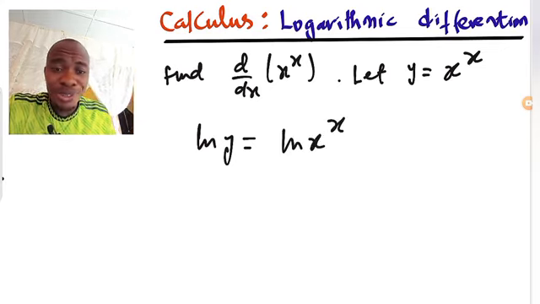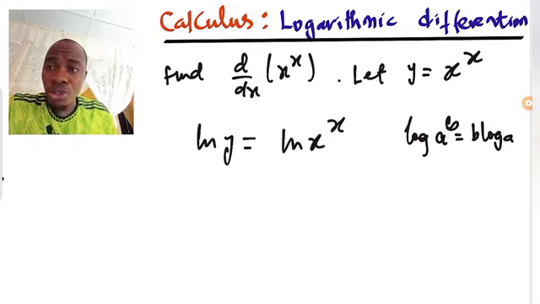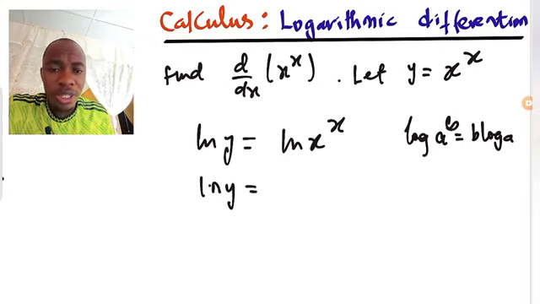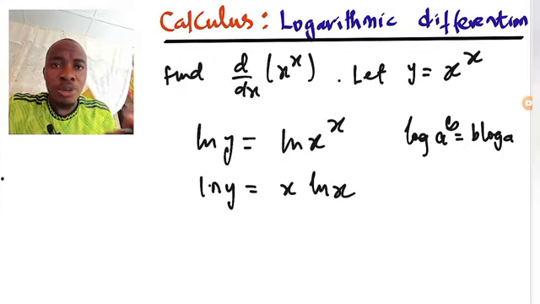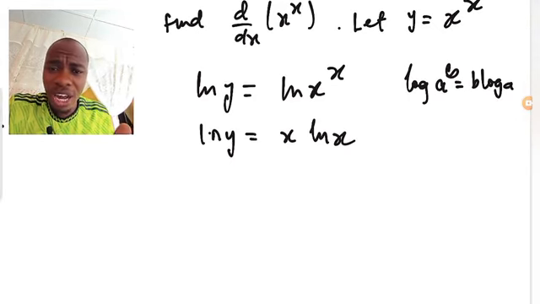From there, the next thing we're going to do, from the law of logarithms, when you have log a to the power of b, this will be b log a. That is what we're going to use here. So ln y equals x ln x.